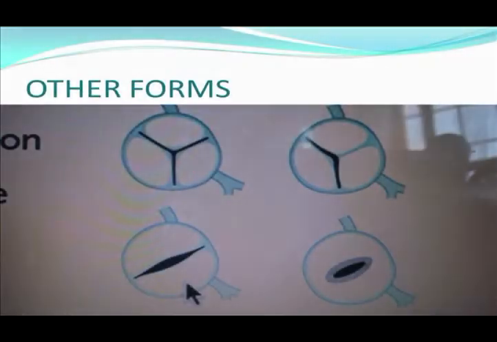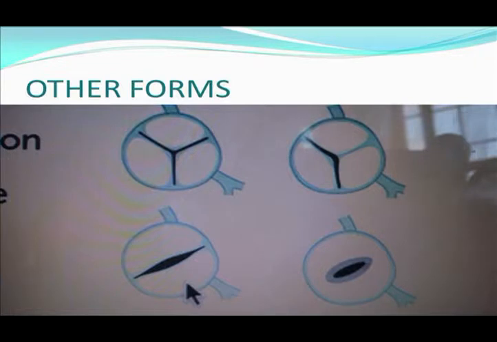This other slide is showing the various forms. On top left, that is a normal Mercedes-Benz sign shape of the aortic valve. On the top right, that is a bicuspid aortic valve with a raphe, which means it has two leaflets and a filament. On the bottom left, that's a complete bicuspid or two-leaflet valve. And on the bottom right is the unicuspid or one-leaflet form of an aortic valve.